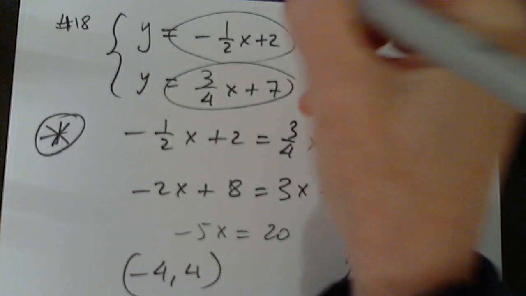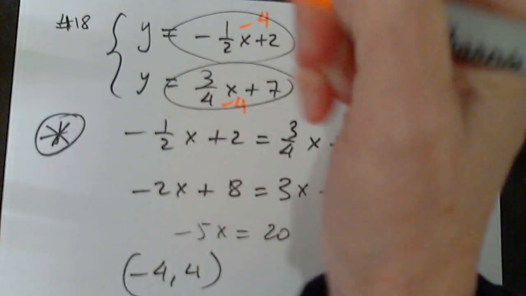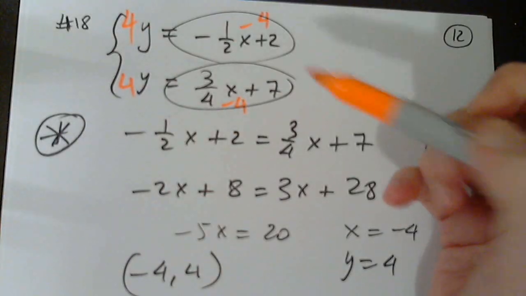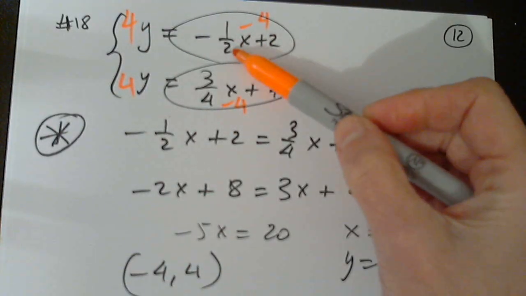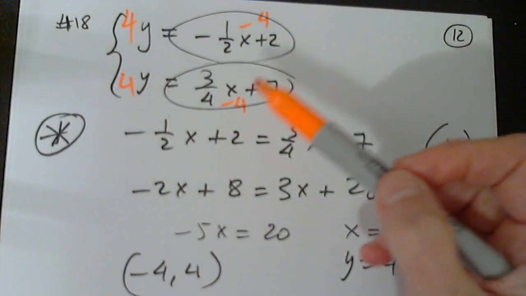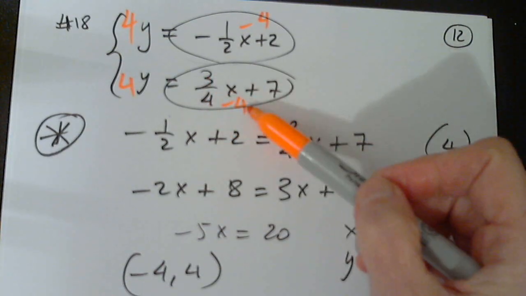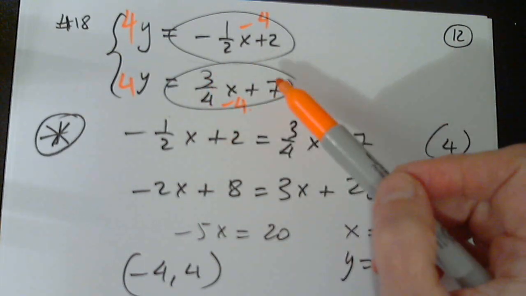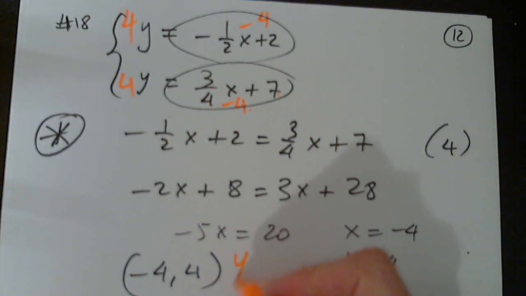I'm not lying. So this is negative 4 and negative 4 and 4 and 4. Negative 4 over negative 2 is 2. 2 plus 2 is 4 indeed. 3/4 times negative 4 is negative 3. 7 minus 3 is 4. So then I'll say yes.